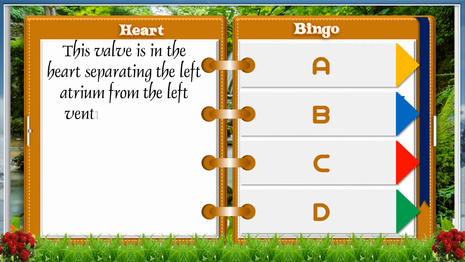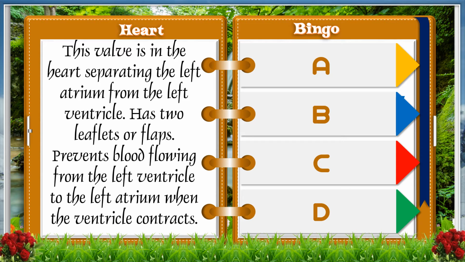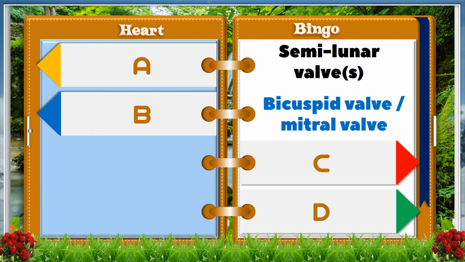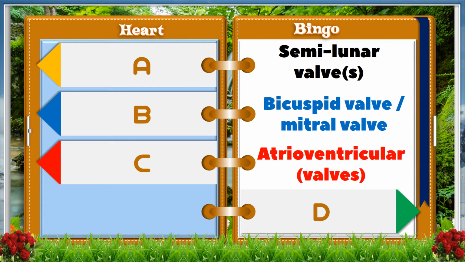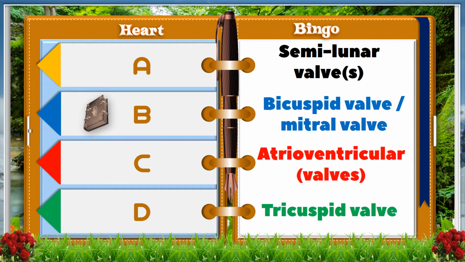This valve in the heart, separating the left atrium from the left ventricle, has two leaflets or flaps, and prevents blood flowing from the left ventricle to the left atrium when the ventricle contracts. A. Semilunar valve. B. Bicuspid valve, or what we call mitral valve. C. Atrio-ventricular valve. D. Tricuspid valve. And the answer is B. Bicuspid valve.